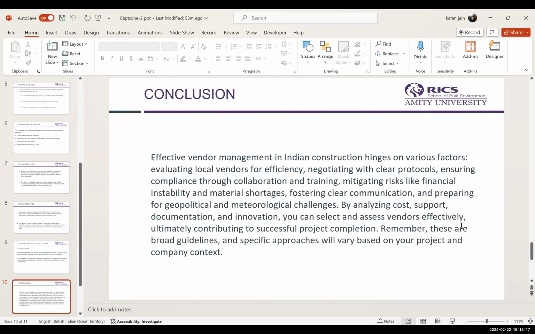At last, the conclusion and the result of the research. Certain factors in Indian construction hinge on various factors: evaluating local vendors for efficiency, negotiating with clear protocols, ensuring compliance throughout the collaboration and training, mitigating risks like financial instability and material shortage, and fostering clear communication, geopolitical and meteorological challenges by analyzing cost and documentation, and at last increasing the efficiency of the overall project.